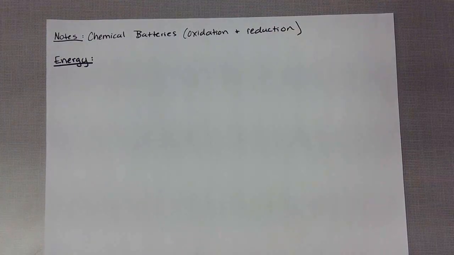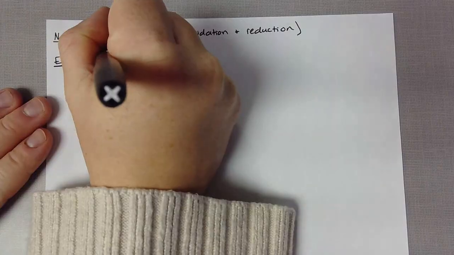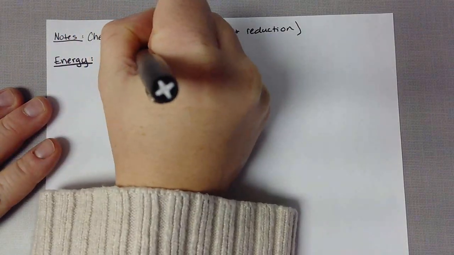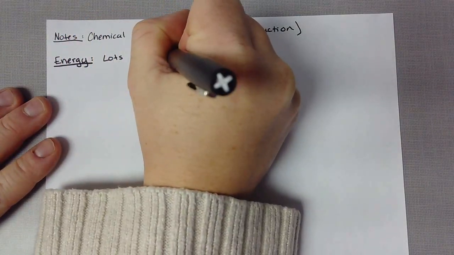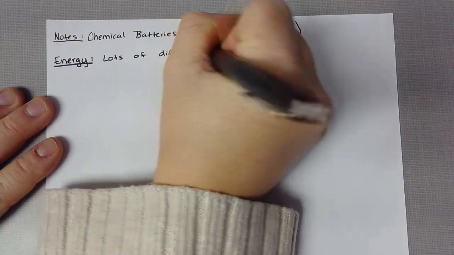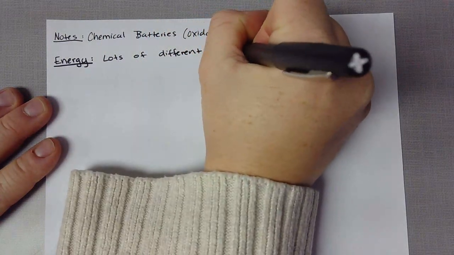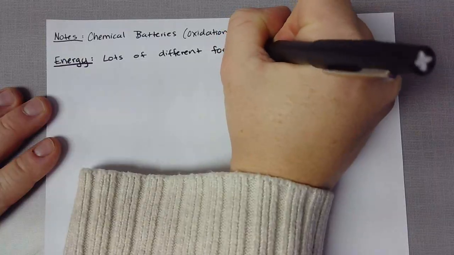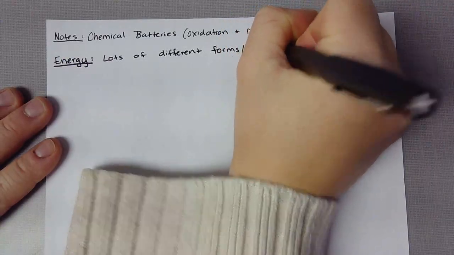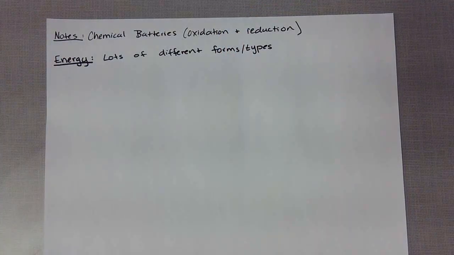Now, energy has a lot of different forms and a lot of different types. Some of those forms and types we are going to look at in depth, and some of those forms and types we're going to keep pretty surface level. But we're going to start by making a list of some examples of each. Now, we're going to split this into two categories.